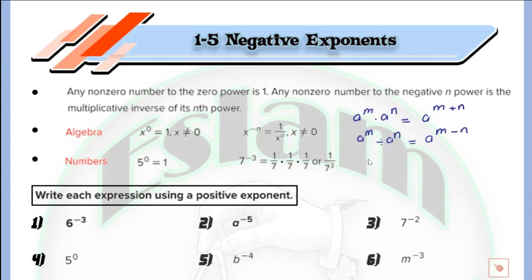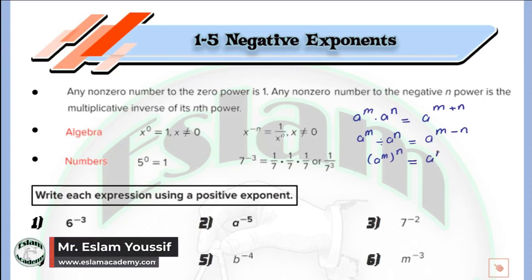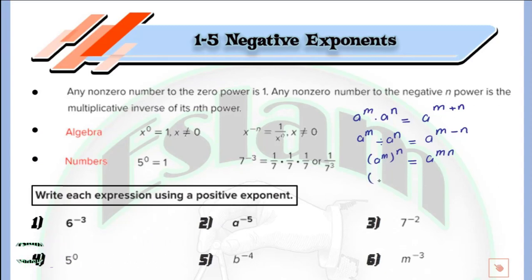Now suppose that we have a power of a power. So we have a to the power m, all raised to the power n. All we have to do is multiply the powers. So it will be a to the power m times n. Now we'll use the distributive property for the power. a times b, all to the power m. So the answer now will be a to the power m times b to the power m.